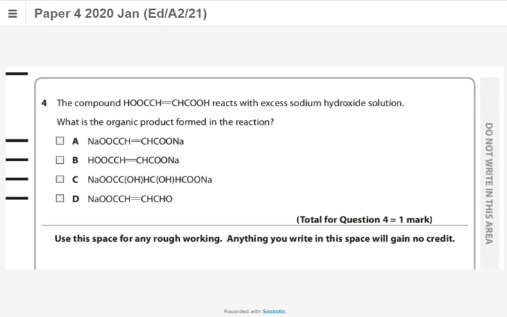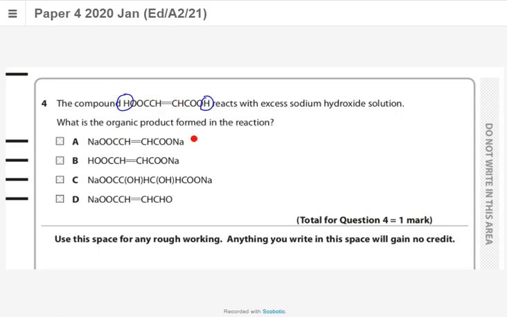The compound reacts with excess sodium hydroxide solution. What is the organic product formed in the reaction? What happens here is that both of these carboxylic groups, the hydrogen of the carboxylic OH, will be replaced by Na. That's all. Nothing happens to double bonds, right? So just the hydrogen of the OH group is replaced by a sodium.